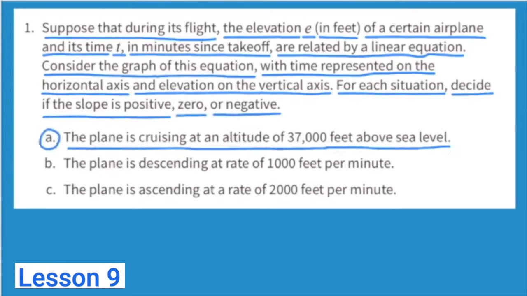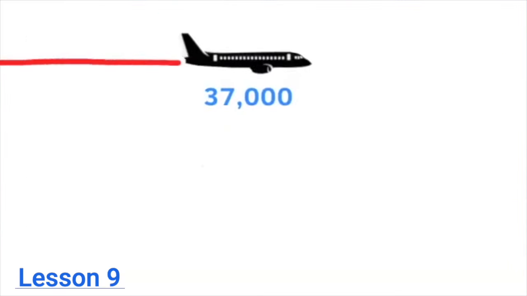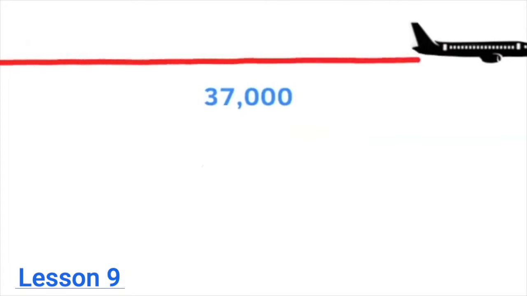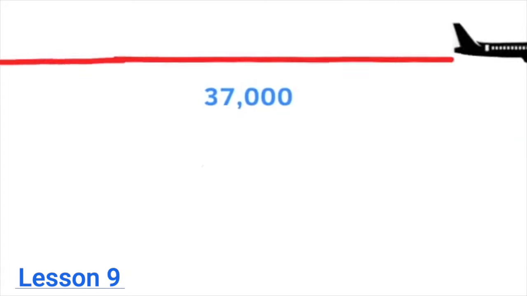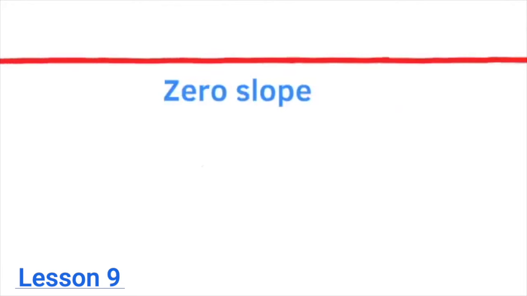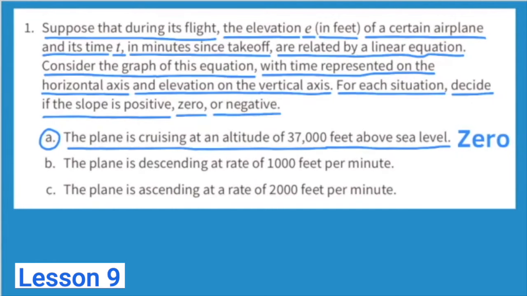A. The plane is cruising at an altitude of 37,000 feet above sea level. Since the plane is cruising at 37,000 feet and there is no change in the rise, this is a 0 slope. The slope is 0.